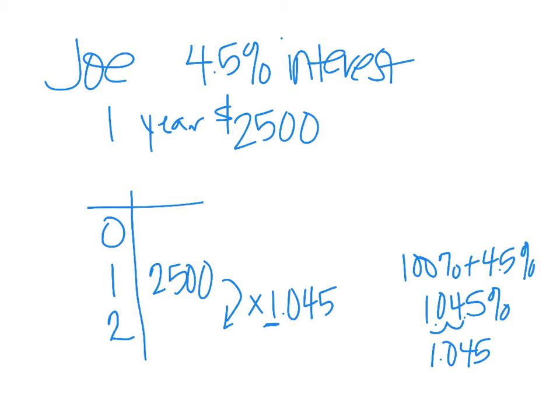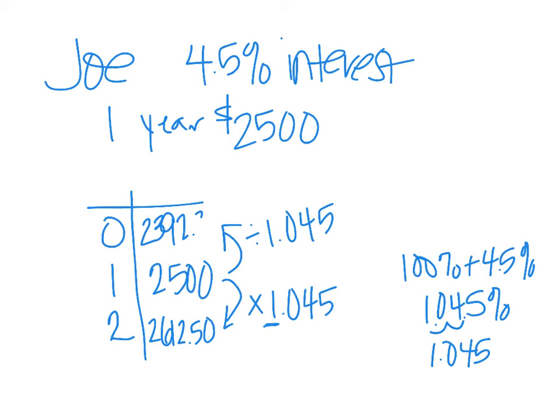I'm just going to do that real quick. So 2,500 times 1.045, and I get $2,612.50. Now, if I want to go backwards to his initial amount, I would divide by 1.045. So I'm going to type in 2,500 divided by 1.045, and I end up with not a nice number, but I just made this up. So $2,392.34 if I round that.